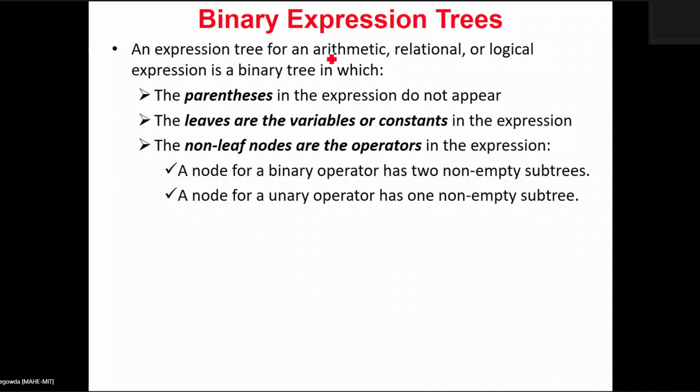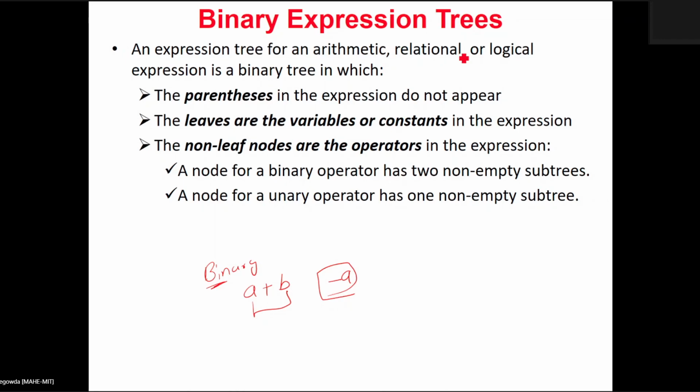So an expression tree for an arithmetic or relational or logical expression is also a binary tree. Why it is a binary tree: if you take any arithmetic operation, binary means two operands are required. Suppose I have an addition operation, I require two operands over here. At the most I need two operands for an arithmetic operation. The minimum is one operand, say for example minus c, where I want to negate. It is nothing but a unary operation over there.